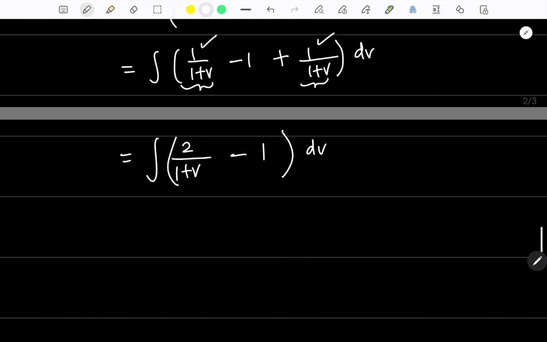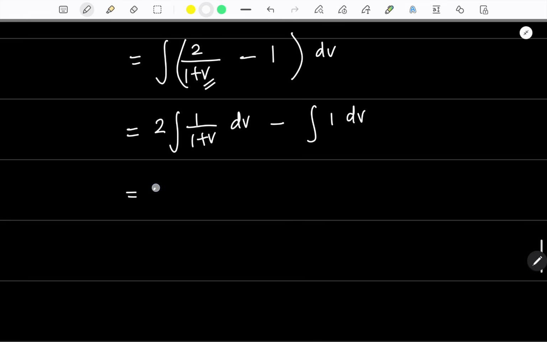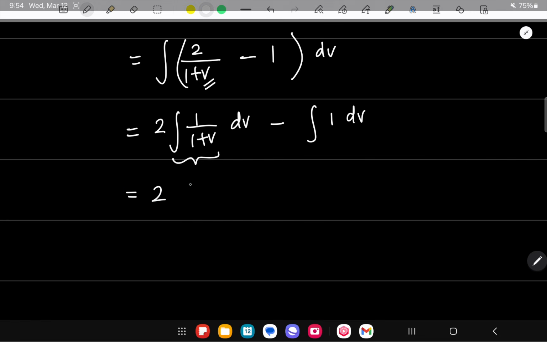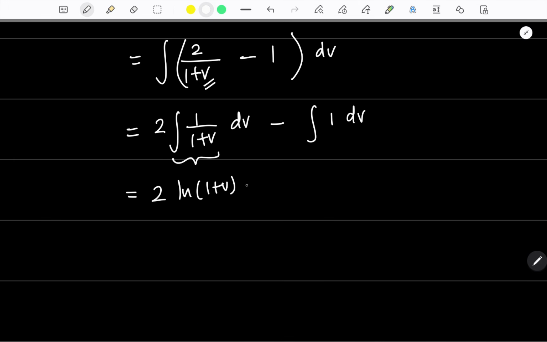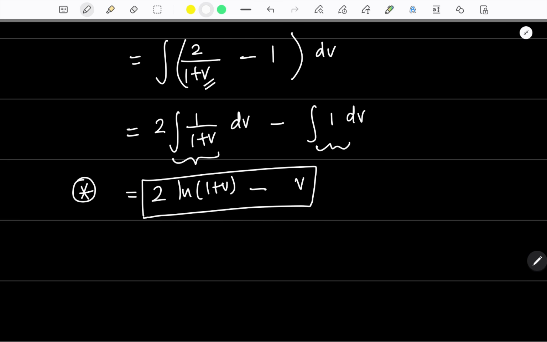Now it's a nice place to integrate, right? So now look here. What is the differential of v? 1, which is on the top. So let me split this integral. 2 will come out. Integral of 1 divided by 1 plus v into dv minus integral of 1 dv. Right. So this equals 2 times, what is the integral of 1 divided by 1 plus v? ln 1 plus v minus, what is the integral of 1? v. So this is the extra step which I did. So this is the answer for this particular one.